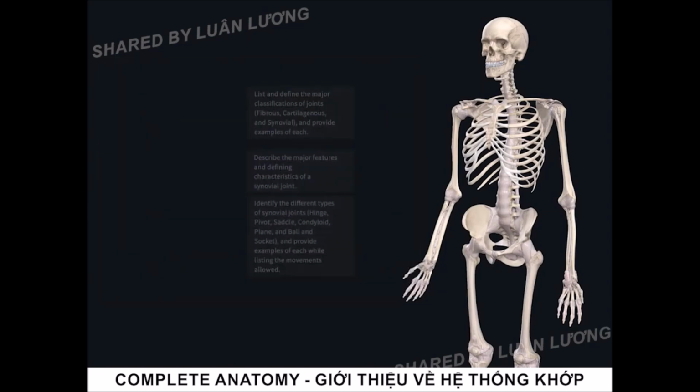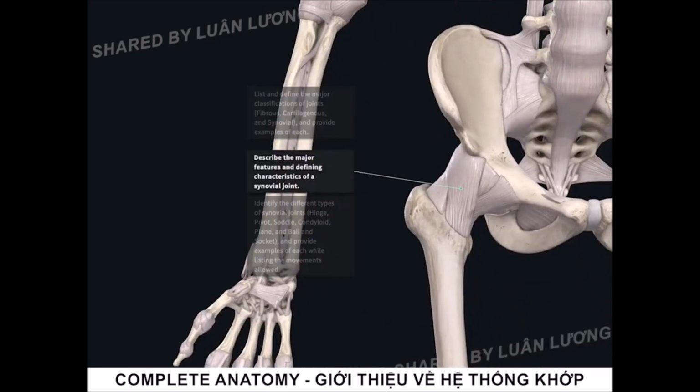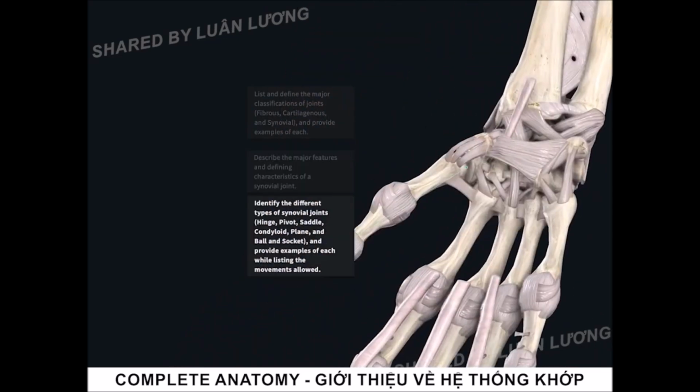By the end of this lecture, you will be able to list and define the major classifications of joints as fibrous, cartilaginous, and synovial, and provide examples of each. You will be able to describe the major features and defining characteristics of a synovial joint. And lastly, identify the different types of synovial joints: hinge, pivot, saddle, condyloid, plane, and ball and socket, and provide examples of each while listing the movements allowed.